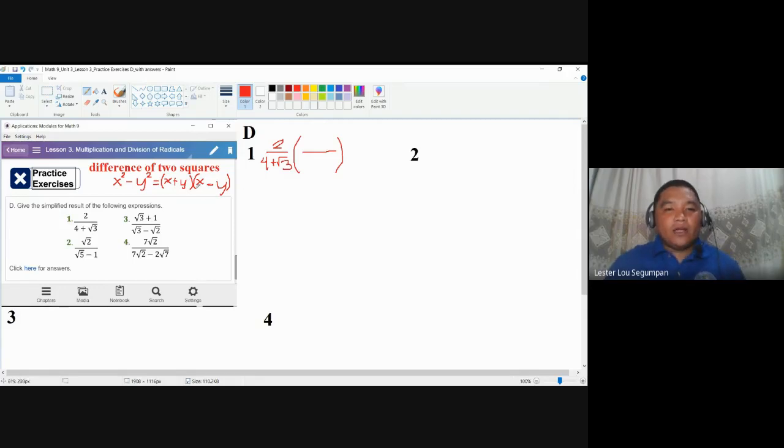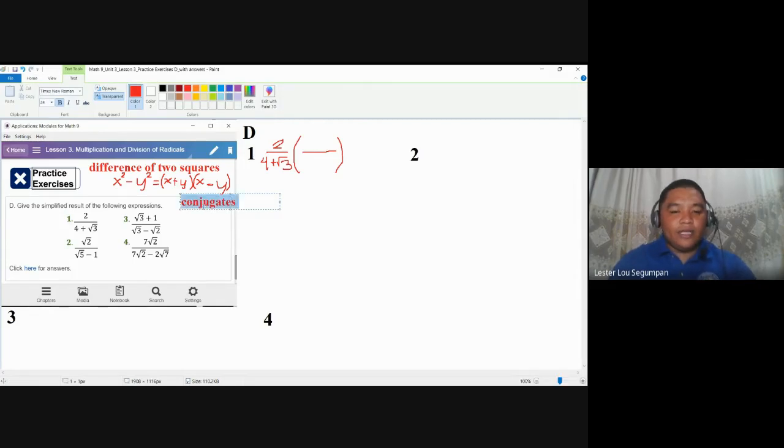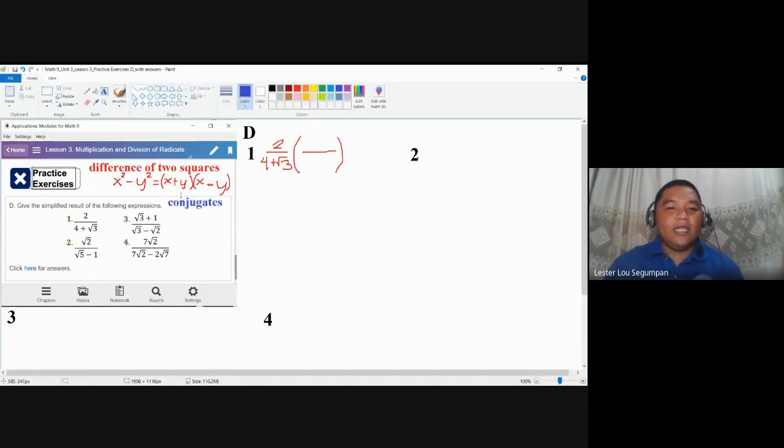Now, these two binomials are known as conjugates. When you say conjugates, this means that we have the same first term, same last term, but opposite in sign. Conjugates are two binomial expressions with the same first terms, same last terms, but with opposite operations. And by using the conjugates, you will get the concept of the difference of two squares.